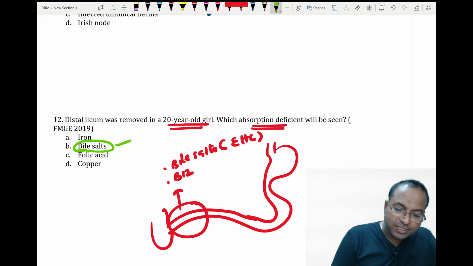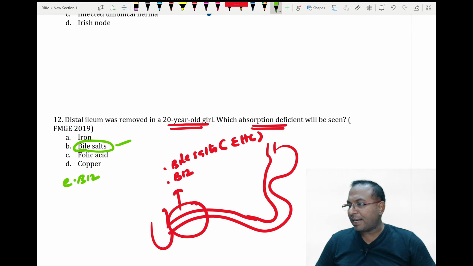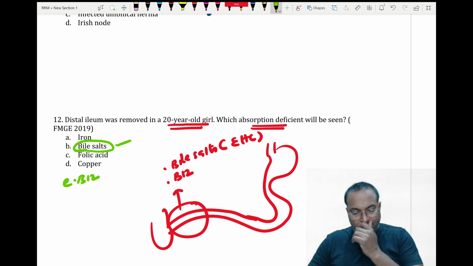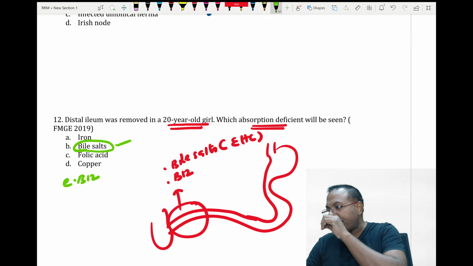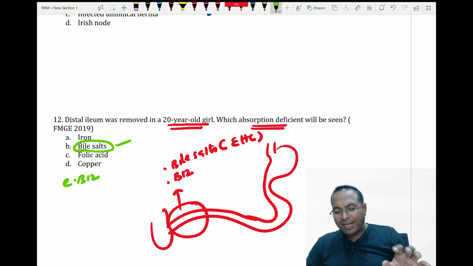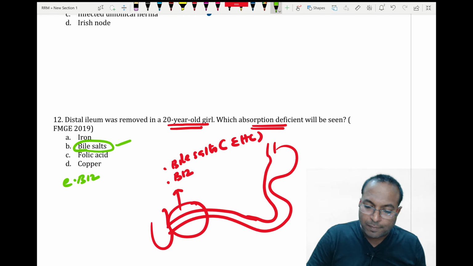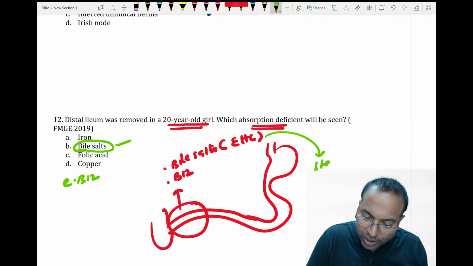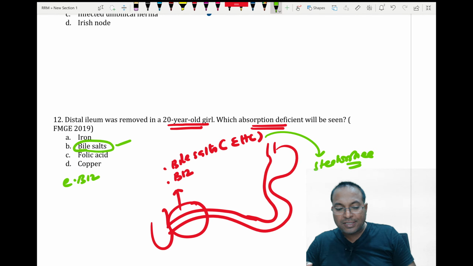So which absorption is deficient? Bile salt deficiency and B12 deficiency will be seen in distal ileal resection. Not folic acid. It is B12 and bile salts, not folic acid. Since bile salt is not absorbed, the patients may have steatorrhea. Bile salts are very important for fat digestion, so they may have steatorrhea.